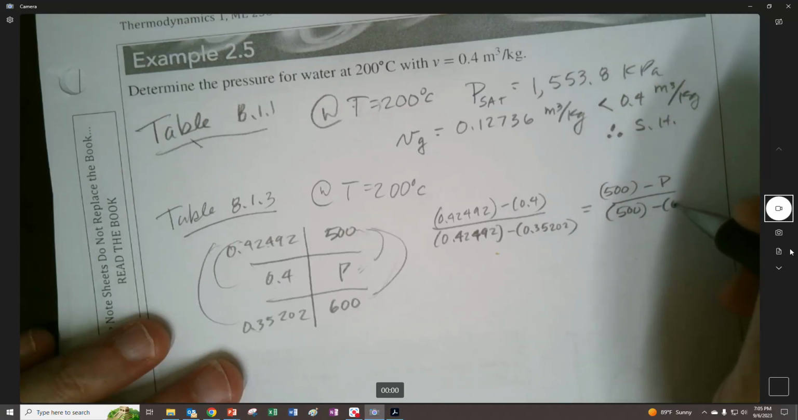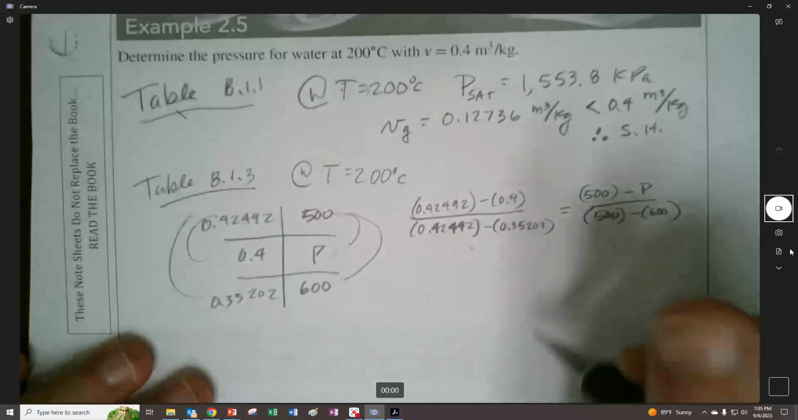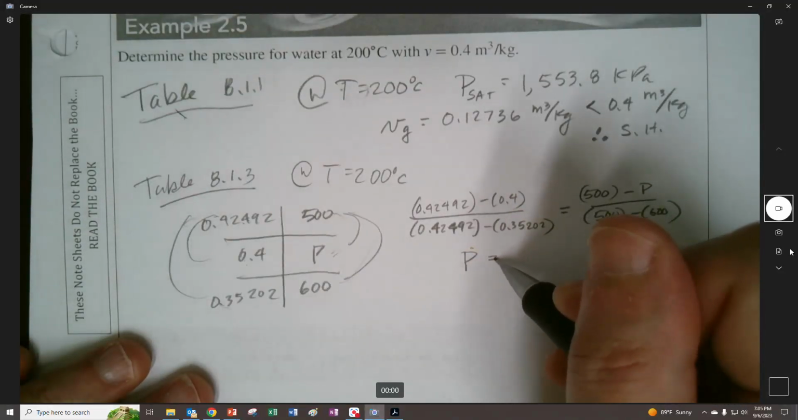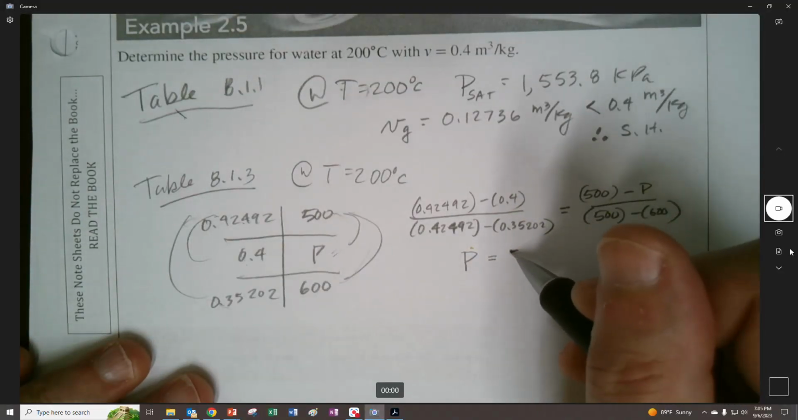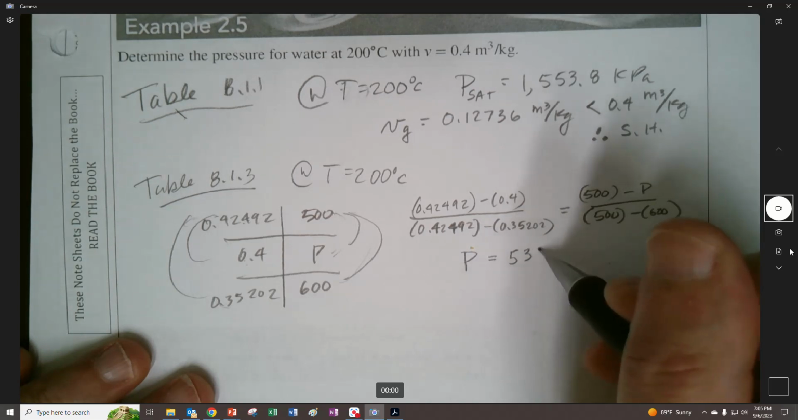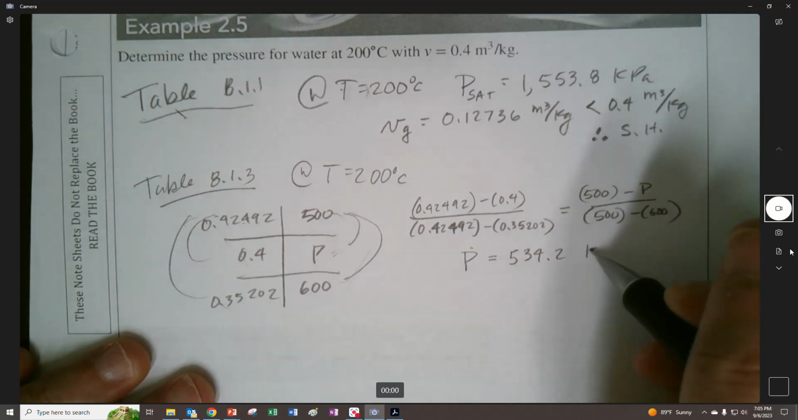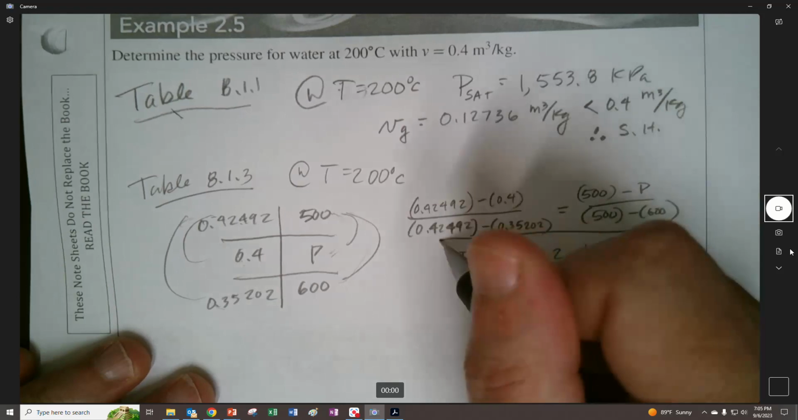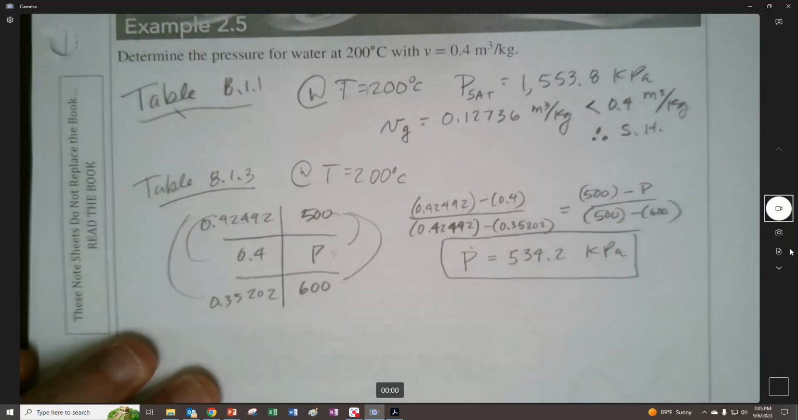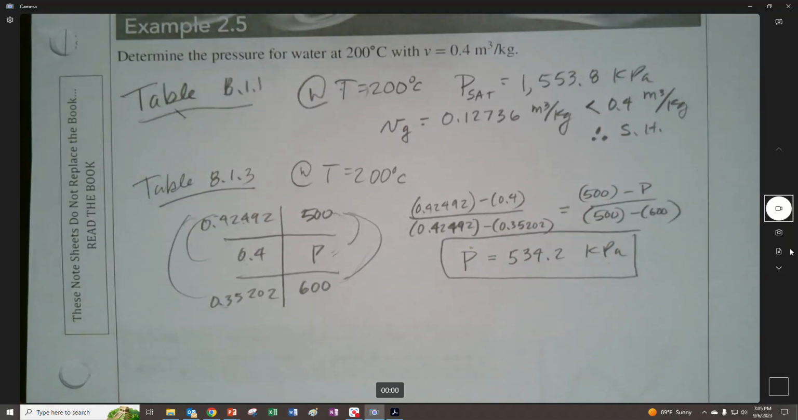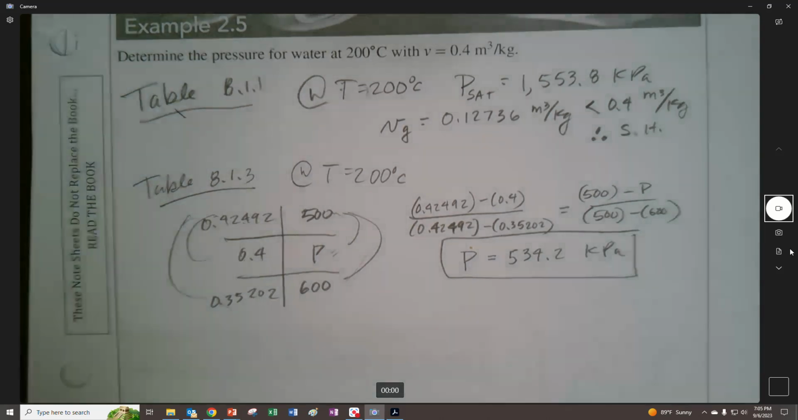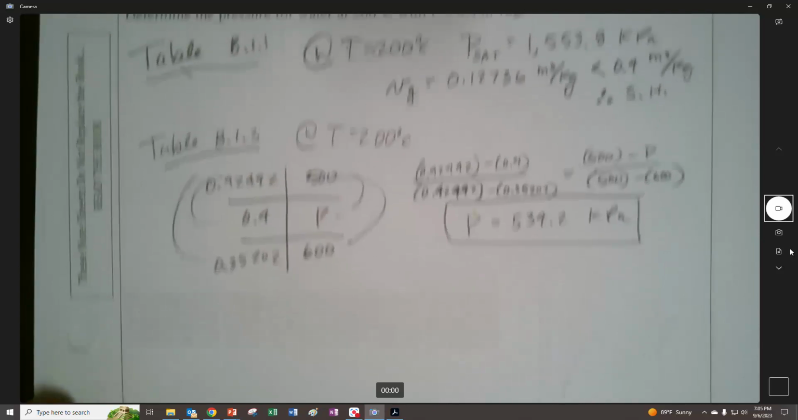500 minus 600. And sure enough, you'll get the P, and you'll find out it's 534.2 kilopascals absolute is the pressure that we would get for that example. All right, so I'll do some more examples in the next video.